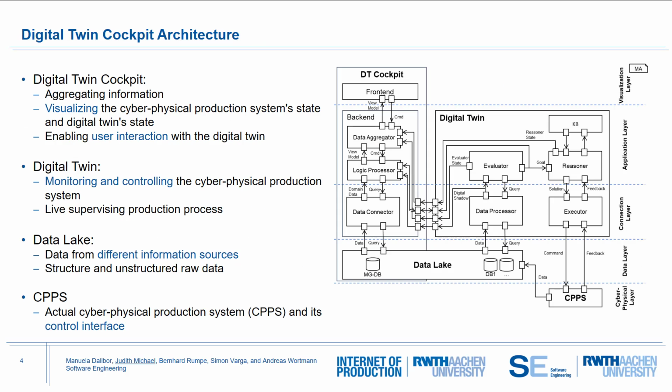In our paper, we have proposed a digital twin cockpit architecture on 5 layers, which includes the cyber-physical production system and its control interface, the data lake, which provides data from different information sources, as well as the digital twin and its cockpit. The digital twin provides functionalities for live monitoring and controlling of the cyber-physical production system. The digital twin cockpit visualizes digital shadows that provide, for example, real-time information about the cyber-physical production system state, and it allows for user interaction.